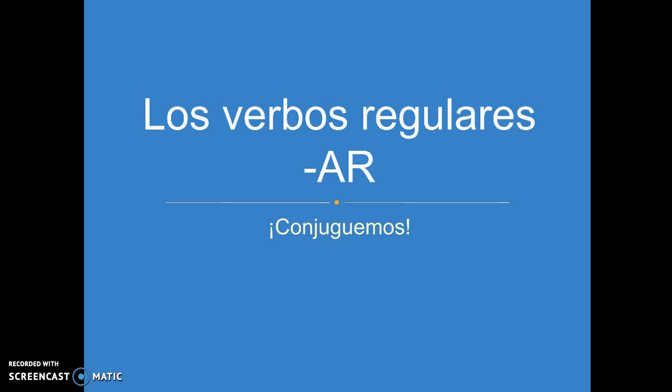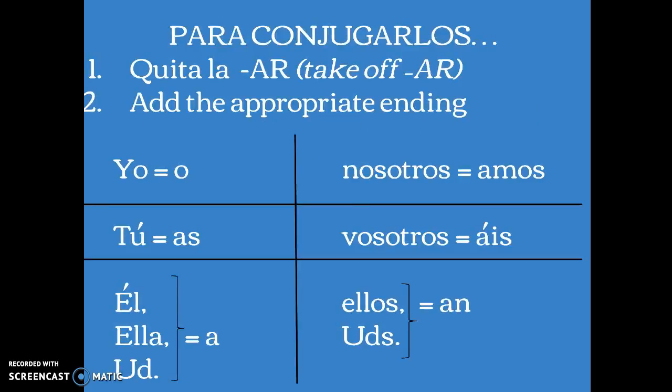The first thing, of course, we need to know is how do we conjugate AR verbs? How do we change one of these verbs so that it means something else entirely? What you need to do is follow the steps below. The first thing you do is take off the AR. In Spanish, this is said, quita la AR. Once you've gotten rid of the AR, you need to add the appropriate ending.